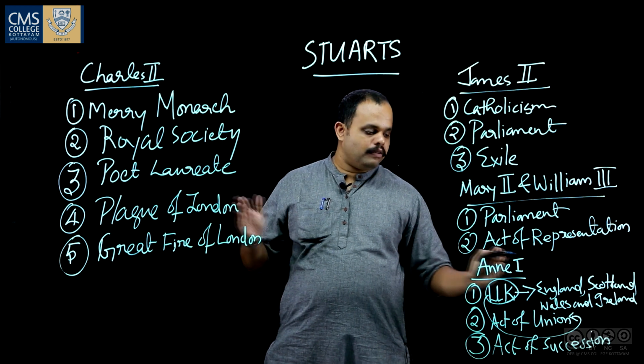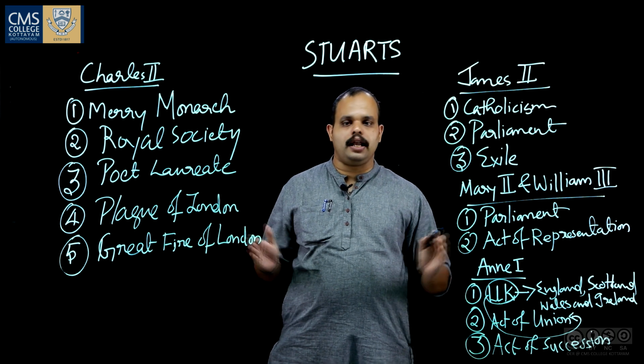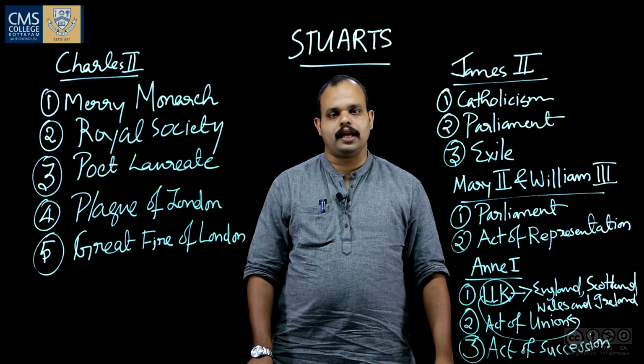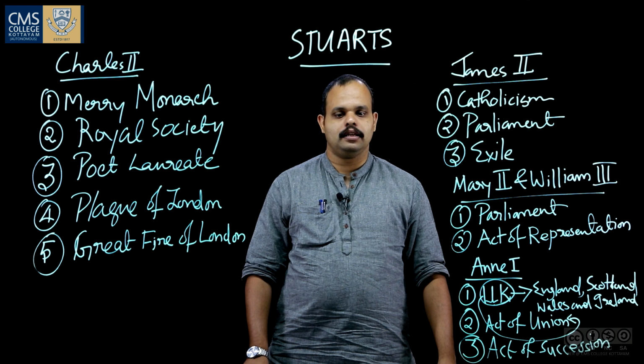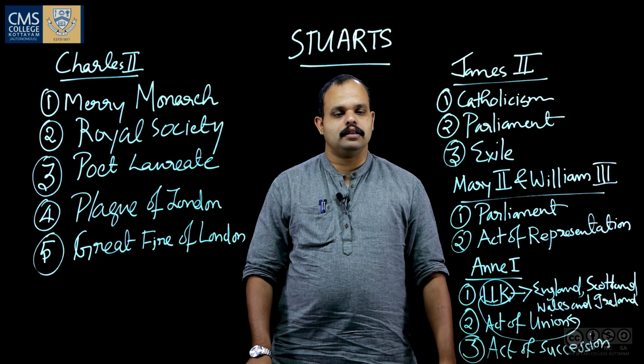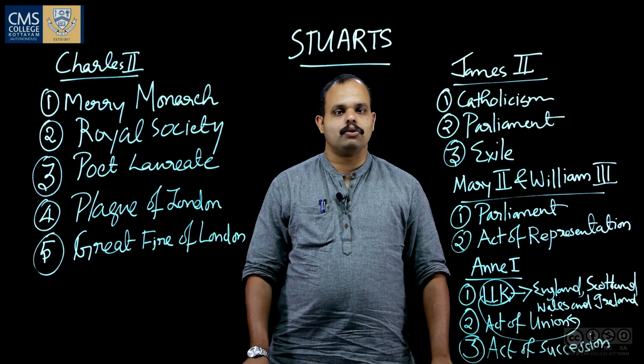So with Anne, we find the period ending. As Anne died, it was the end of the Stuart dynasty also, and the dynasty changed to the Hanoverian dynasty, from her distant cousin George the First of England, whose line are the present rulers of England.